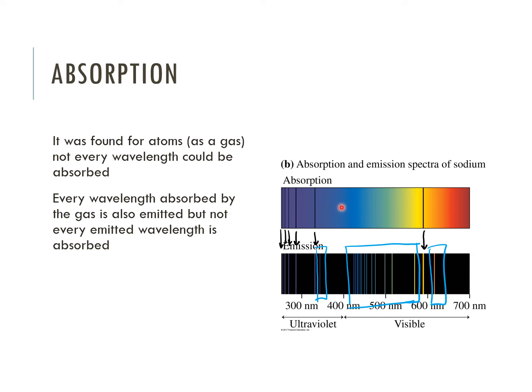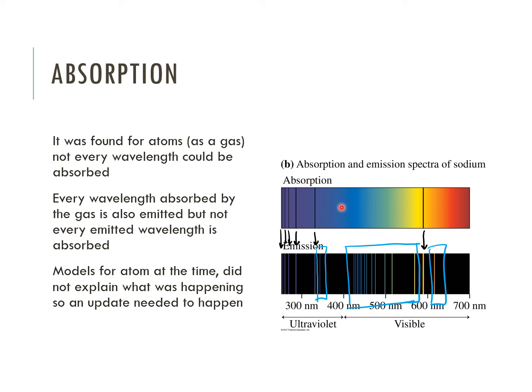In the examples we're going to do, we are going to look at how you can calculate these wavelengths. For the original models, when they were doing these experiments, they couldn't explain this. There was no way for them to say, oh yeah, based on how we have the electrons organized, this makes complete sense. So we needed to move on to a new type of model that accurately explained how only certain wavelengths could be absorbed and emitted.